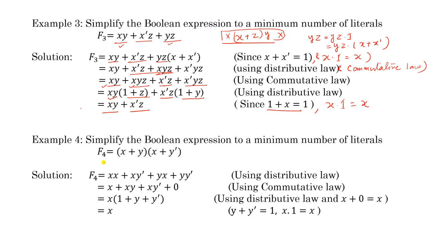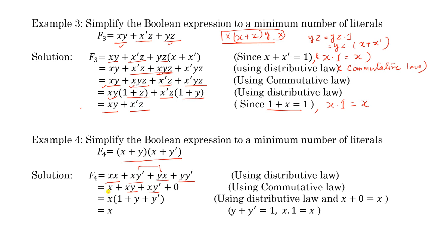Look at this fourth one, f4 equal to x plus xy dash. So if you apply the distributive law, first you can imagine this one as one term, one simple literal, or this one as one literal, then you can apply distributive law. Finally you will get this expression, xx plus xy dash plus yx plus yy dash. Now apply the commutative law for these two, you will get xy plus xy dash.